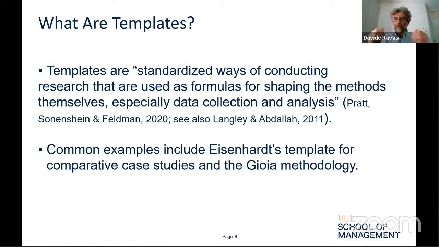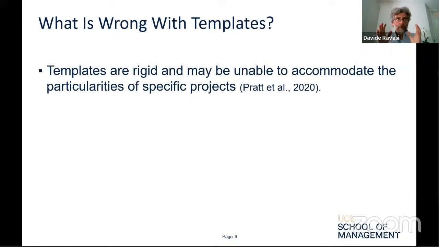And then there's the Gioia method. Again, it's a set of guidelines about how to approach the analysis of qualitative data, mostly interview-based, to develop a process model rather than a variance model. But we'll return to that. These are just the most common examples. And there has been a lot of pushback recently saying, look, templates are dangerous. Templates may be rigid. They may be optimized to allow you to do certain things in certain circumstances, but may not necessarily apply to all research designs and all types of projects.